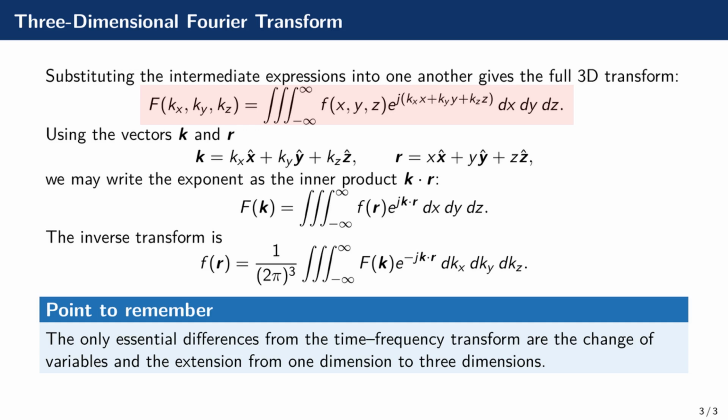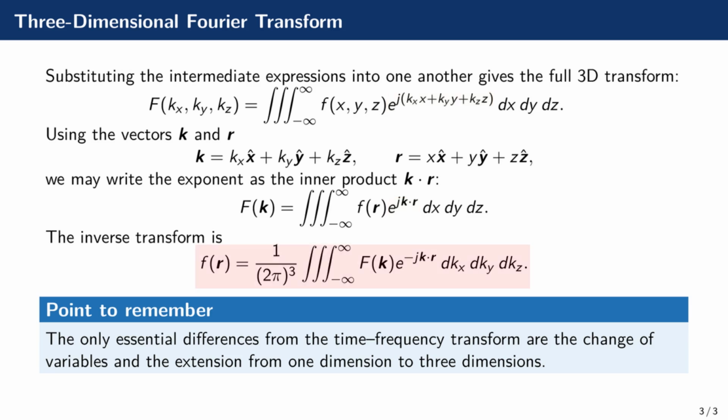This can be written as a triple integral of f of x, y, z times the exponential of j(kx x plus ky y plus kz z). We introduce the wave vector k, which is defined as kx in the x direction, ky in the y direction, and kz in the z direction. Similarly, we define the position vector r. Then the exponential term can be written compactly using the inner product, k dot r.